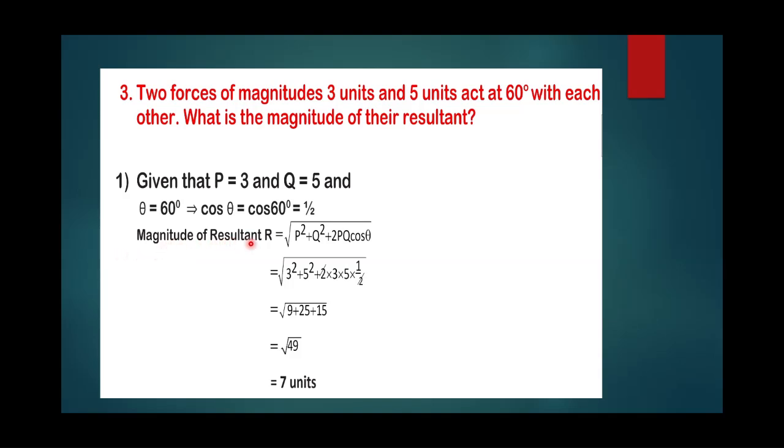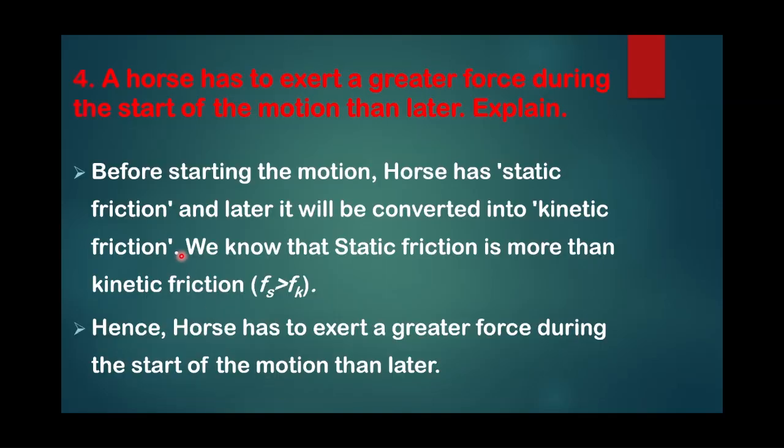What is the formula for the magnitude of the resultant R? It is under root of P square plus Q square plus 2PQ cos theta. When you substitute the values: 3 square plus 5 square plus 2 into 3 into 5 into cos theta value 1 by 2. 2 and 2 will be cut. Now 9 plus 25 plus 15, the total is 49, and the root of 49 is 7 units.